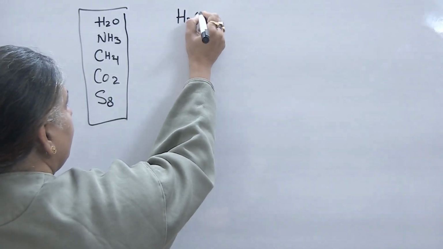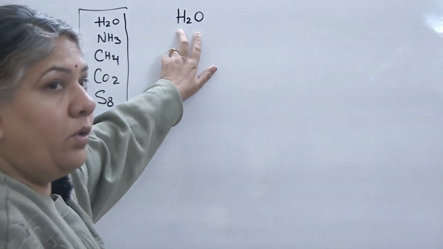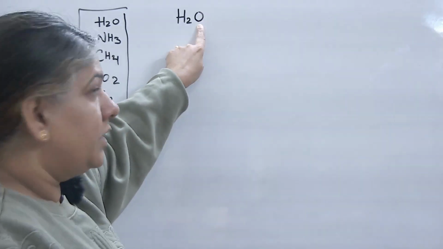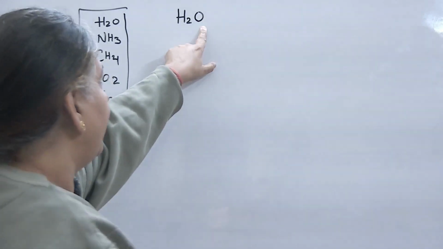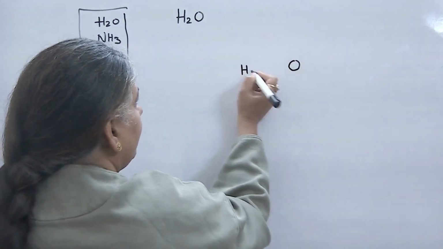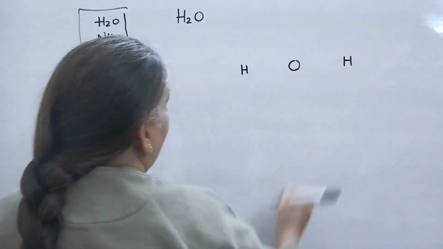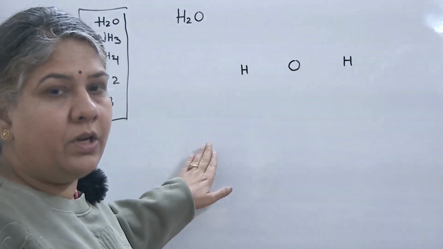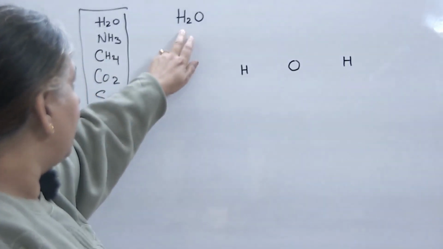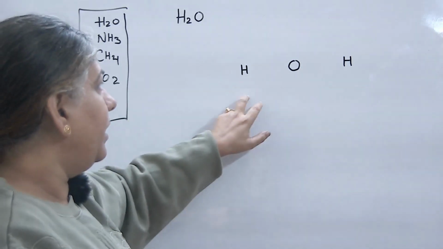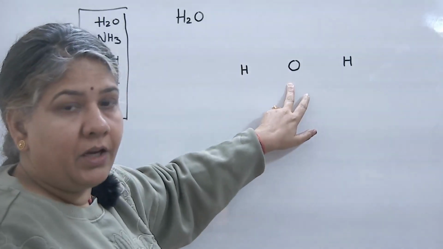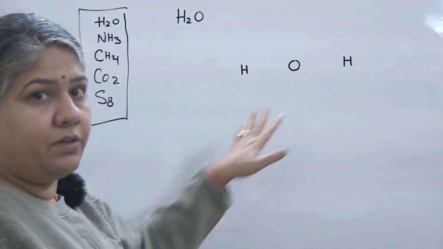There are a total of 3 atoms. The one with the least number is oxygen, just one atom. So it will be placed in the center and hydrogen will be placed on either side. This will be the rule for all molecules: the atom with the least number will be placed in the center and the other atoms with more number will be placed around that central atom. So oxygen will be the central atom and hydrogen will be on either side.